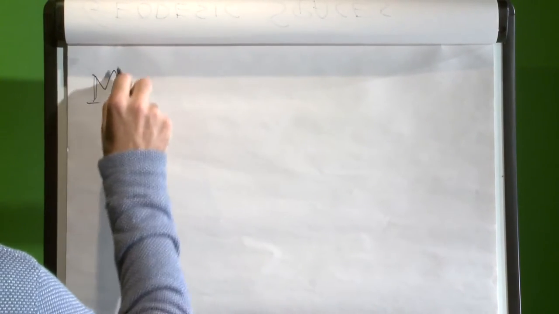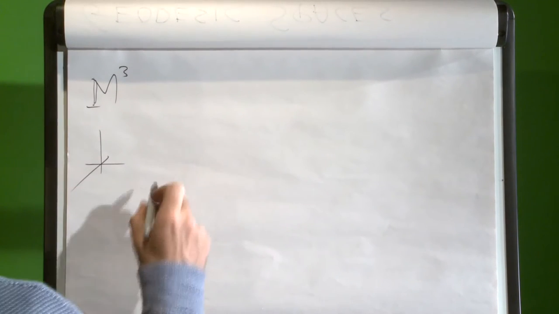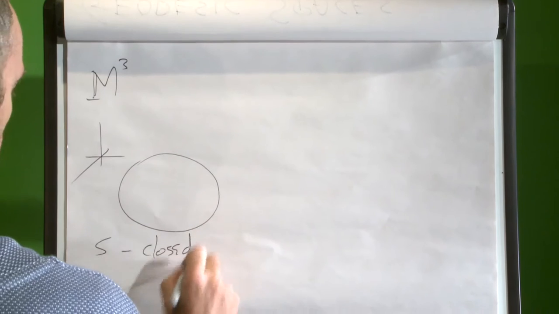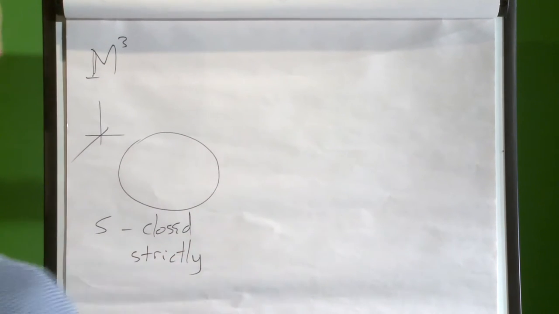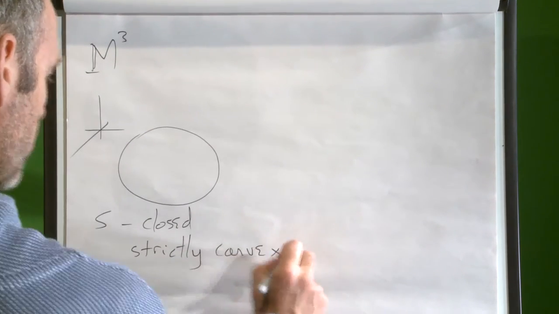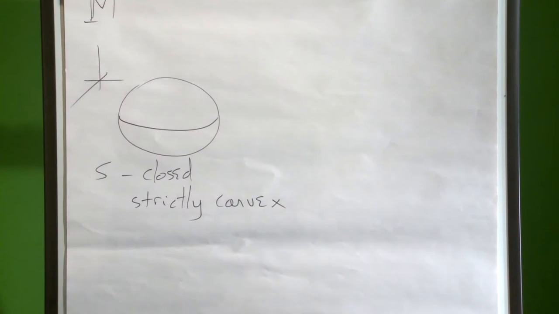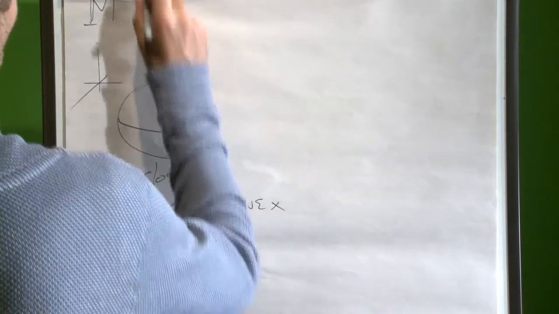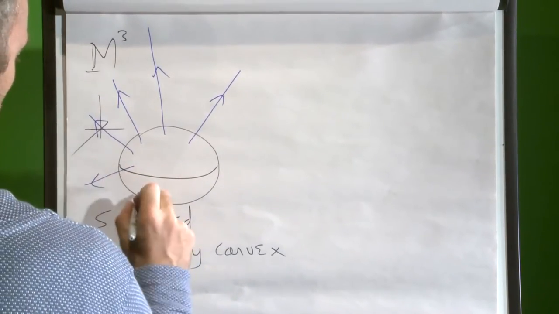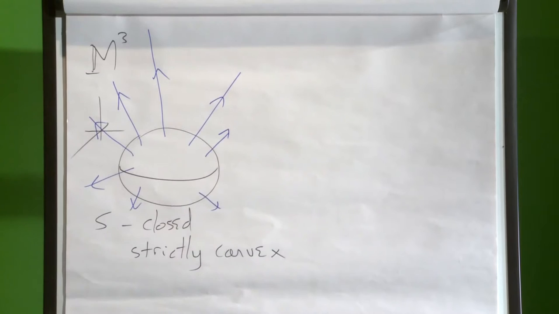So let's draw a kind of dichotomy. Let's start out with M3. I'll tend to think of it in my own head as R3, but it can be any of these constant curvature spaces. What I'm interested in is taking a surface S, which is closed and convex. In fact, strictly convex is fine, which means the second fundamental form is positive definite. So we have a strictly convex surface, and what we can look at are the oriented normal lines to the surface. It doesn't have to be round, it can be any convex body for what we're going to be talking about.